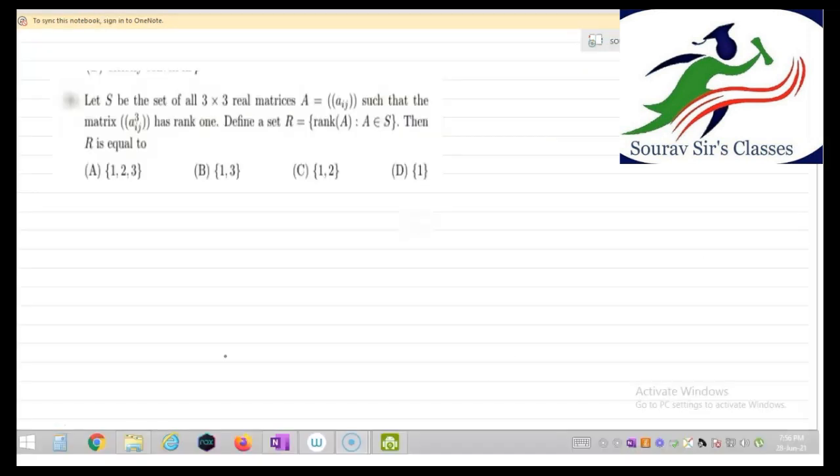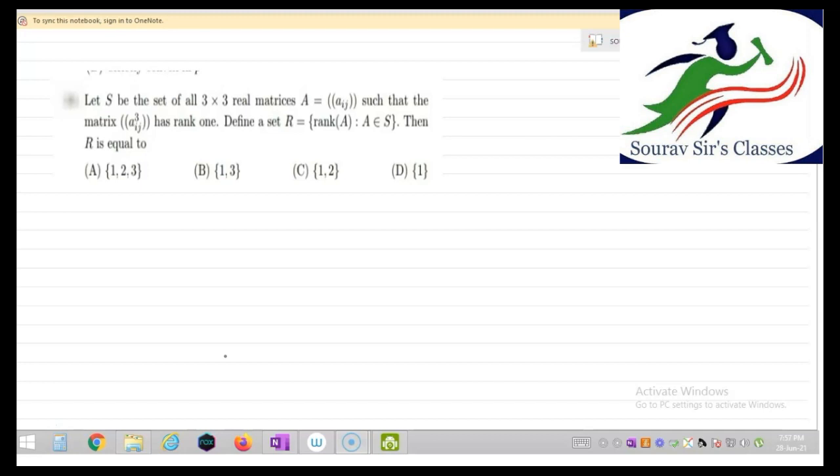It says that S is the set of all 3 cross 3 matrices A equal to Aij such that the matrix Aij to the power 3 has rank 1. Define R equal to the rank of A such that A belongs to S. Then we have to find out R. R is a set of ranks of A where A belongs to S. So first we need to find the rank of A.